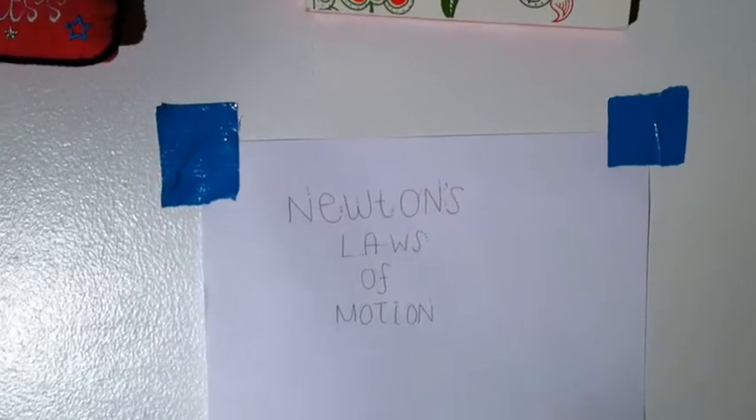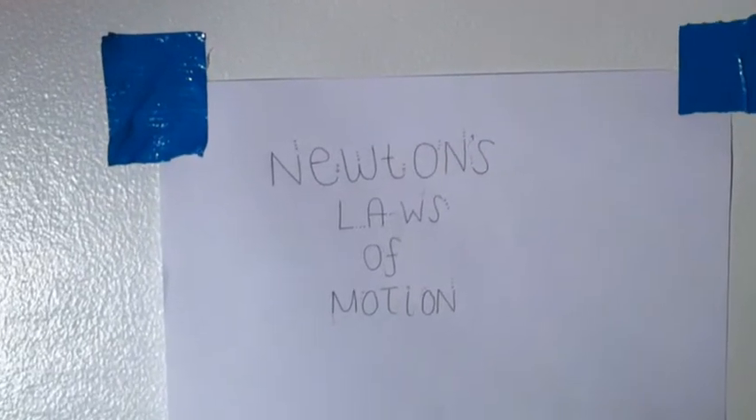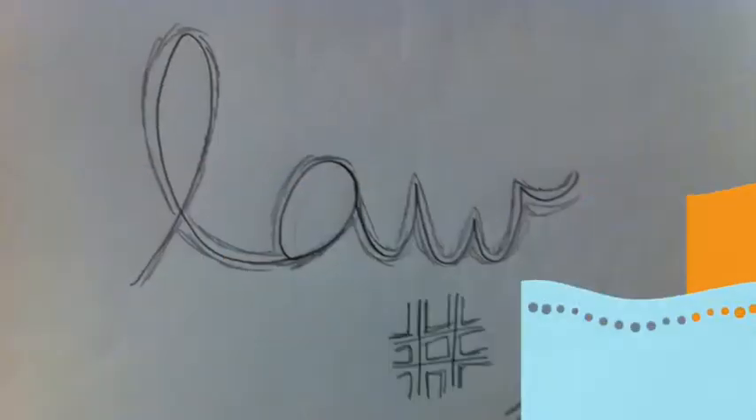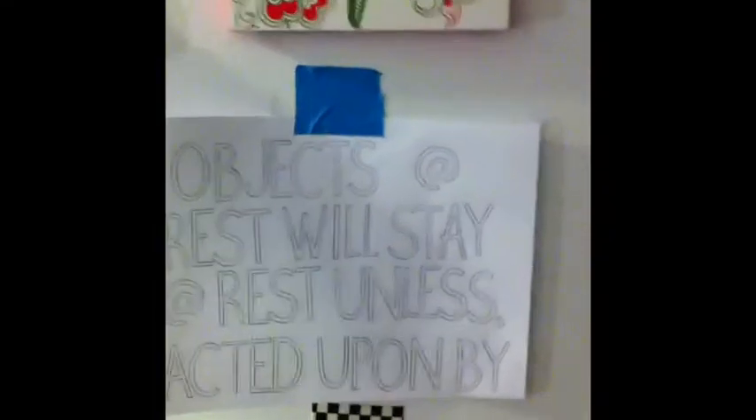Isaac Newton's 3 laws of motion. Isaac Newton's first law was that objects at rest will remain at rest unless acted upon by an unbalanced force.